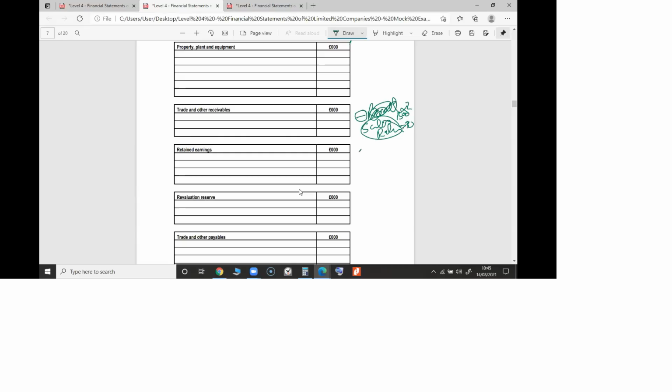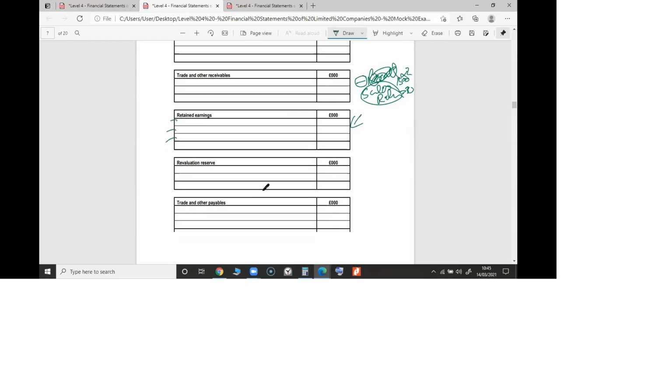Retained earnings. Do you remember the retained earnings? Yeah. You have to do the retained earnings: opening retained earnings, plus profit for the year, less dividend paid. So that's what we're going to do here. Opening retained profit less dividend. Okay, just stay tuned here.